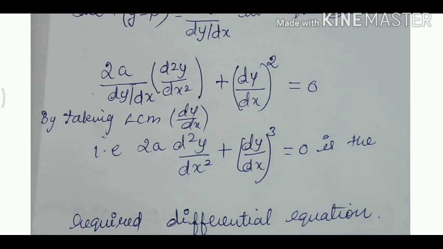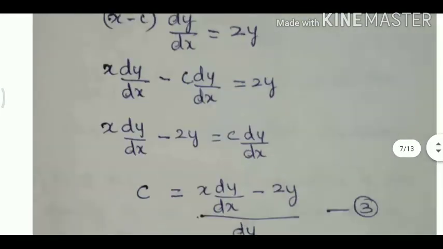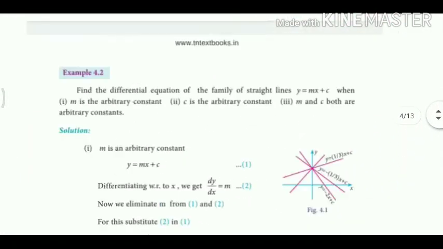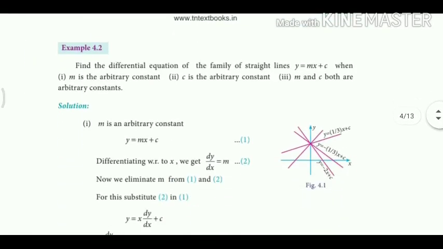So listen, students, before eliminating the arbitrary constants, you have to find the value of that arbitrary constant. That is, here we are finding the value of y − β. After finding this y − β, we are substituting it in the equation in order to find the required equation. So watch these videos well.